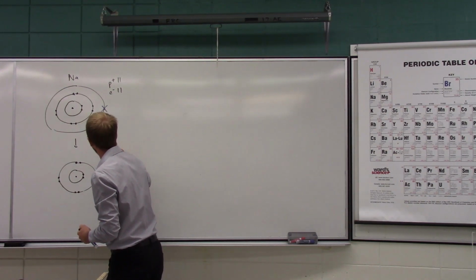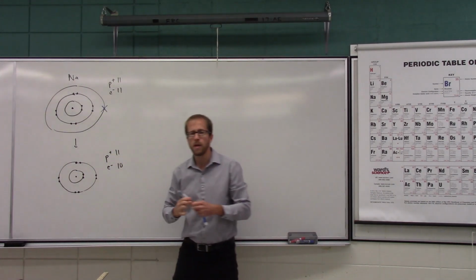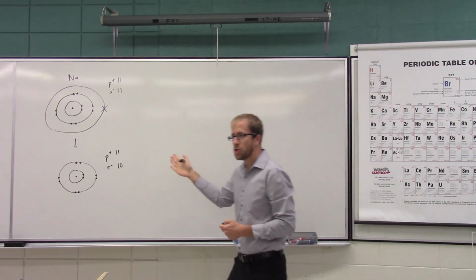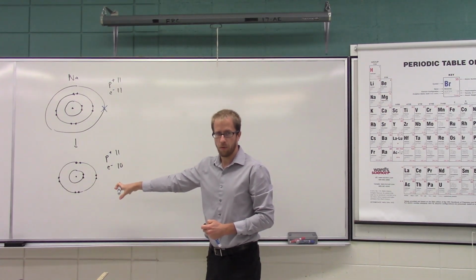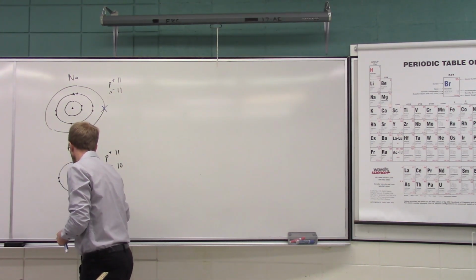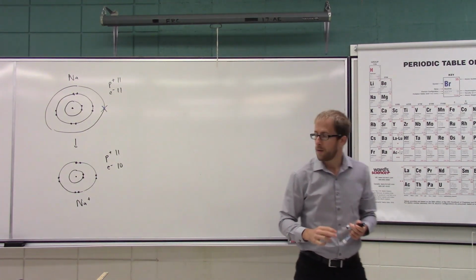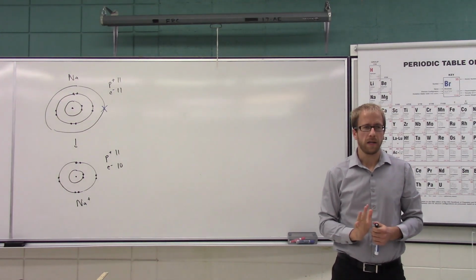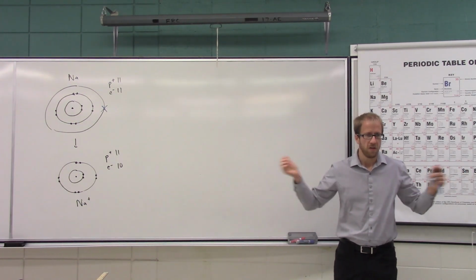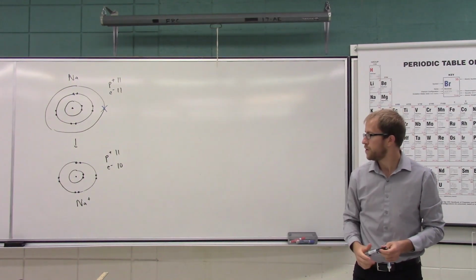So if it has now 11 positives and 10 negatives, how many more positives does it have than negatives? 1. Just 1. This means that this sodium ion now has a charge of positive 1. So it's Na+. We do not write 1s in chemistry just for saving space. So wherever you do not see a number, it is the number 1. So it'd be Na+.